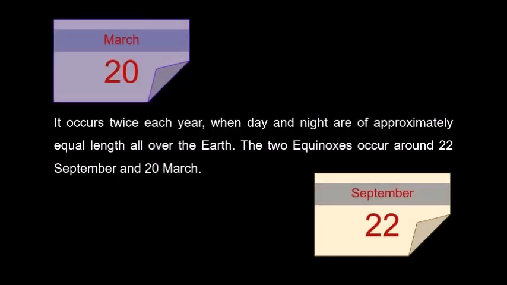It occurs twice each year, when day and night are of approximately equal length all over the Earth. The two equinoxes occur around the 22nd of September and the 20th of March.